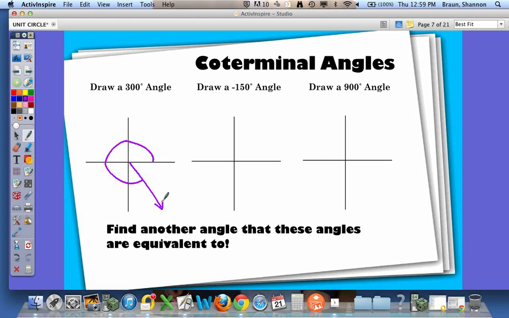Okay? This right here in red, that's my reference angle. And if I'm at 300, how many more degrees do I have to rotate to get back to the x-axis? So my reference angle is 60 degrees.